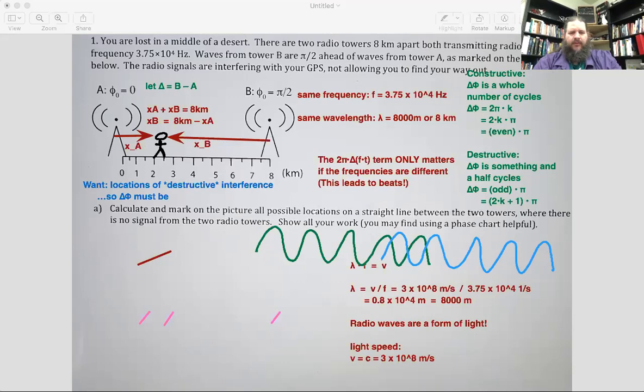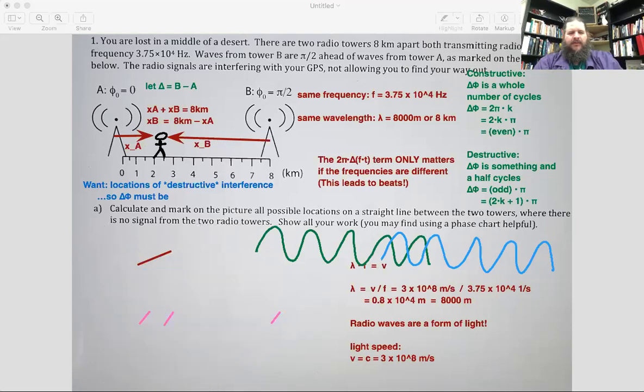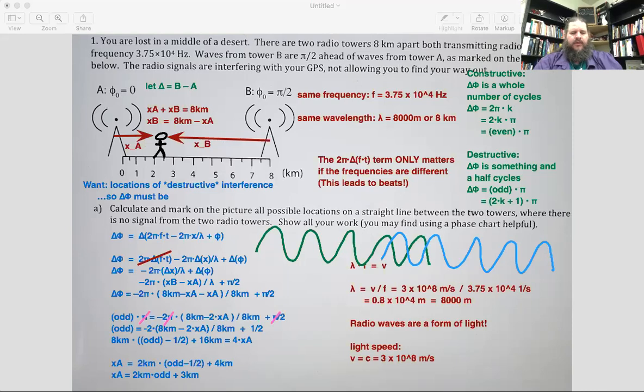2 times 1/2 would be 1 kilometer, plus 4 kilometers. Combine like terms: 4 kilometers minus 1 kilometer is 3 kilometers. So ultimately we get XA equals 3 kilometers plus any odd multiple of 2 kilometers. Any questions on the algebra there so far?